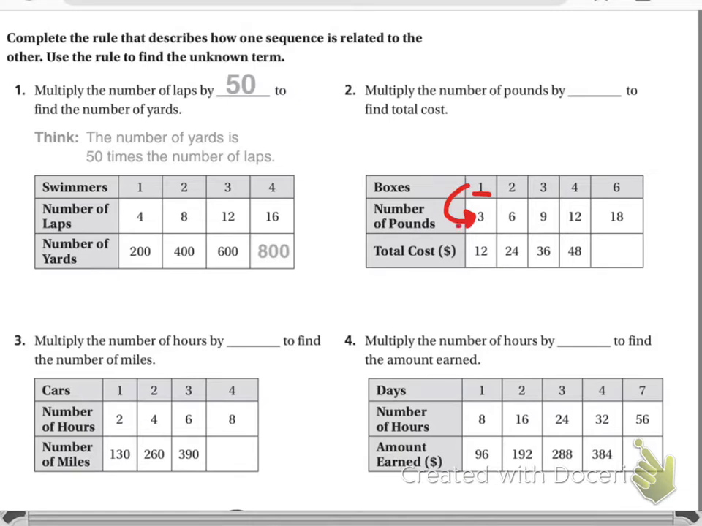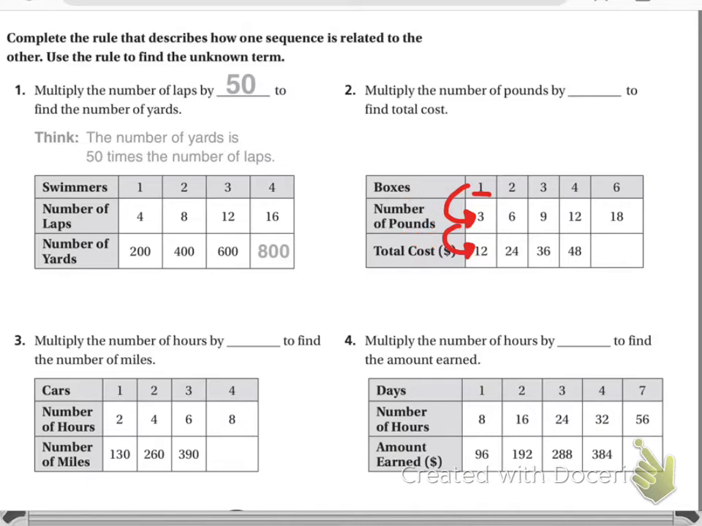If there's 3 pounds, it costs $12. So think in your head, what would that mean each pound cost? If 3 pounds is $12, how much would each pound cost? It'd be 4, right? So each box holds 3 pounds, and each pound cost $4.